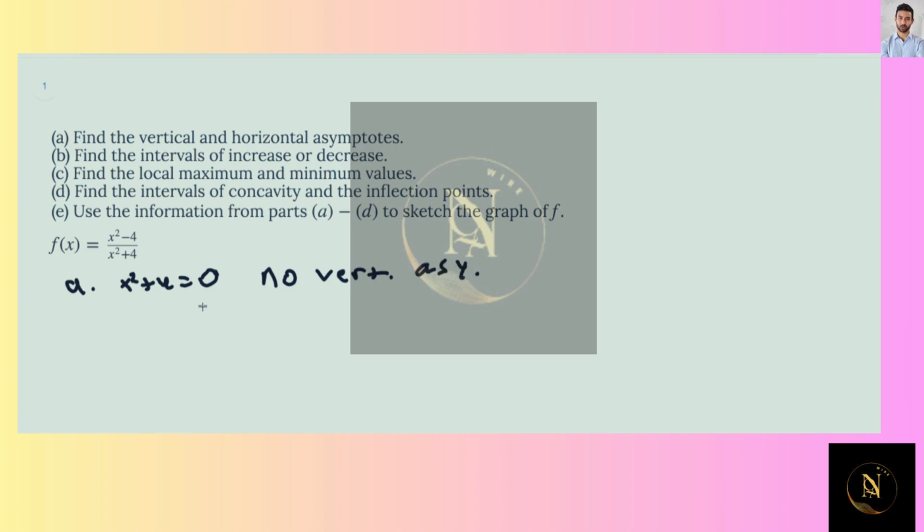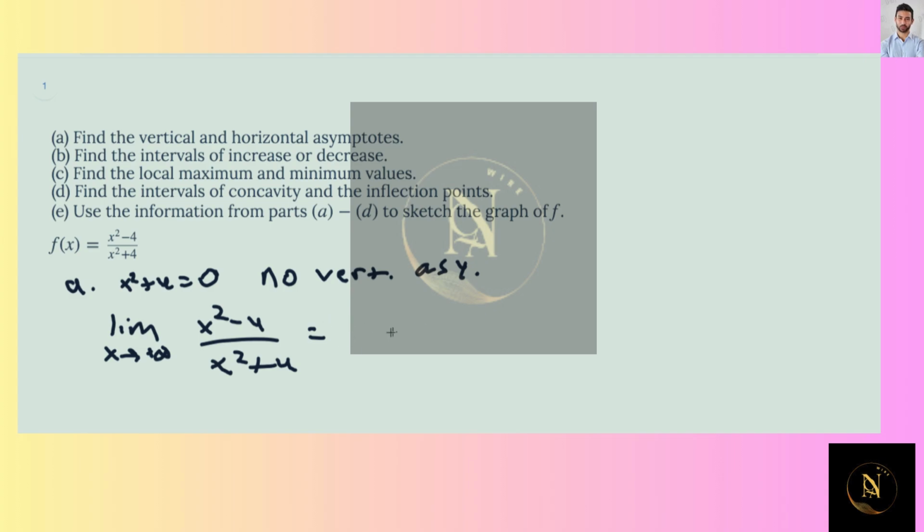To find the horizontal asymptote, we take the limit of the function to infinity and negative infinity. So we can do infinity, and so x squared minus 4 over x squared plus 4. There's a couple of ways you can do this. You can just look at the leading coefficient and realize that it's just a ratio of 1 to 1, so it'll be 1. Or if you want to be a bit more rigorous about it, you can actually pull out the factor of x squared.